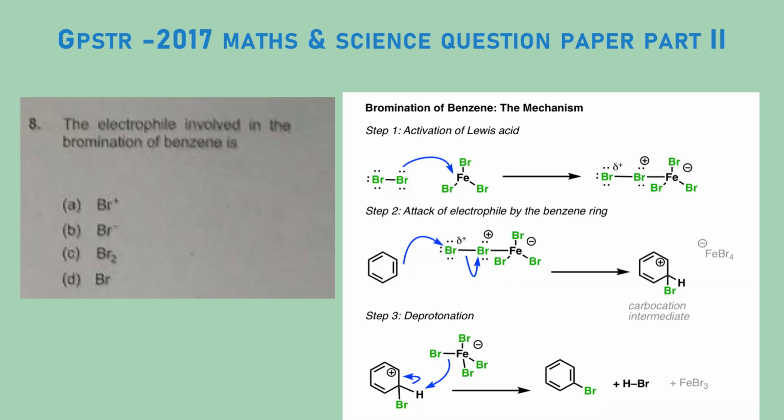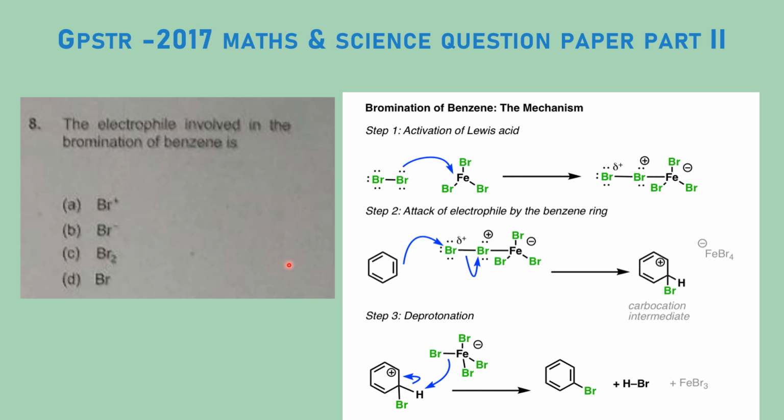Let us discuss the next question. The electrophile involved in the bromination of benzene is, here they are asking which electrophile is involved in the bromination of benzene. Option A Br plus, option B Br minus, option C Br2, option D Br.